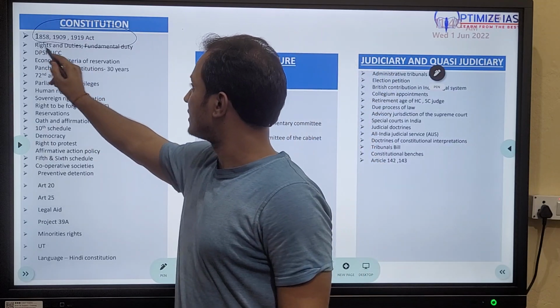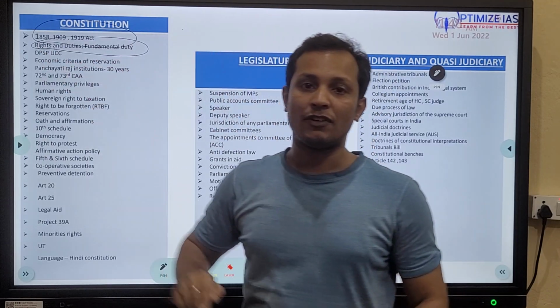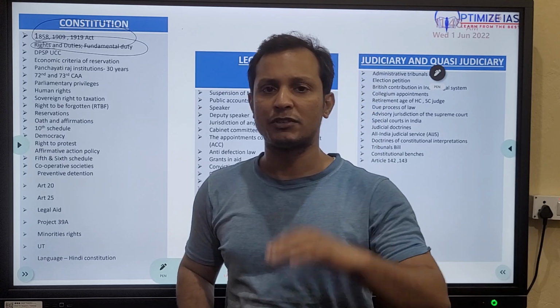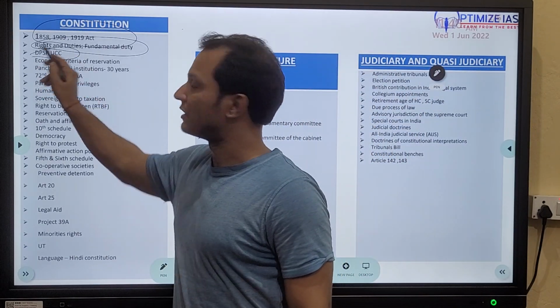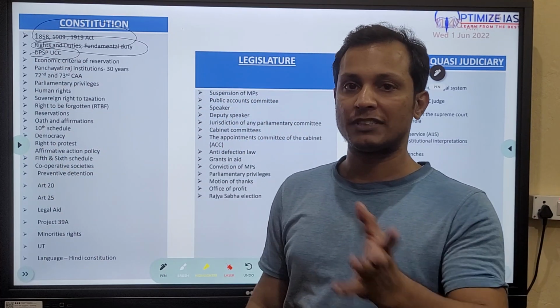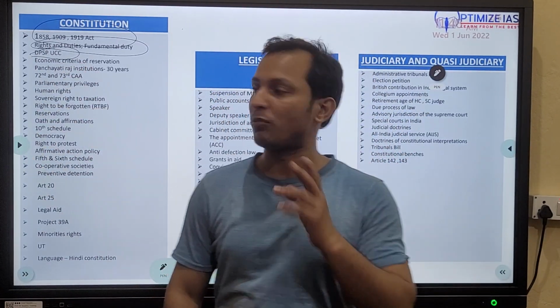Next we see the relationship between fundamental duties and fundamental rights. Very important. What is the relationship between rights and duties? Very important for this year. Then you see Uniform Civil Code, DPSP, the Directive Principles of State Policy. DPSP and Uniform Civil Code are very important, guys.